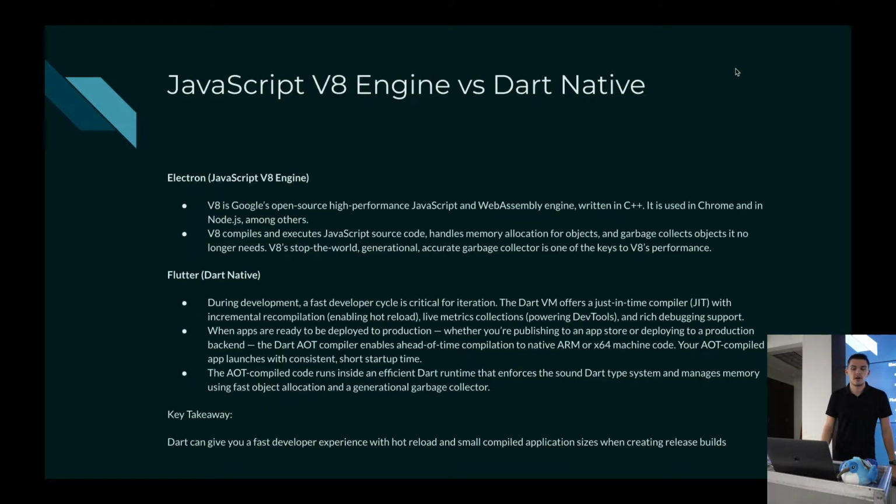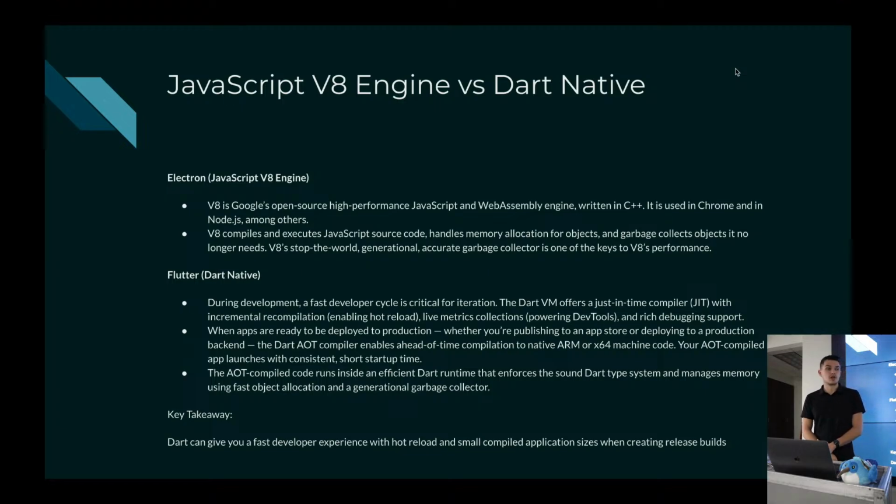So first, let's talk about how these actually run. Electron is going to use the JavaScript V8 engine, and the V8 engine is Google's open source, high-performance JavaScript and WebAssembly engine written in C++, and it is used in Chrome and Node.js, among other popular frameworks. V8 compiles and executes JavaScript source code, handles memory allocation for objects, and garbage collects objects it no longer needs. V8's stop-the-world generational accurate garbage collector is one of the keys to V8's performance.